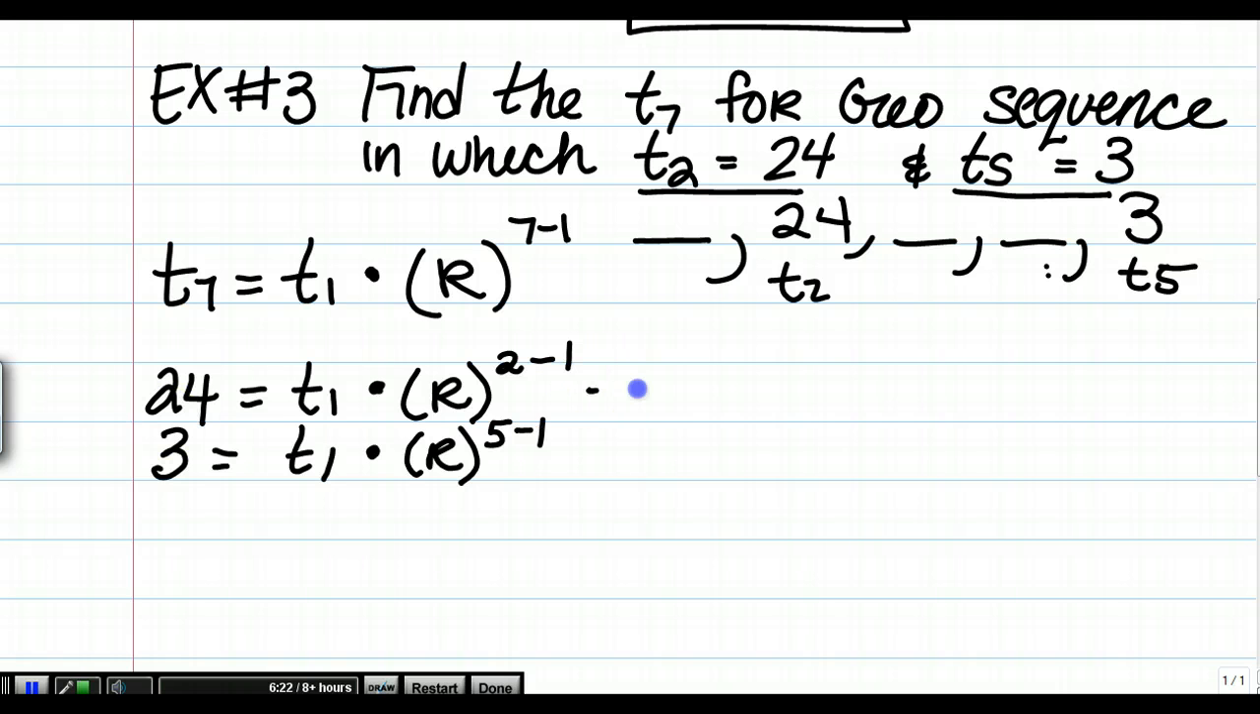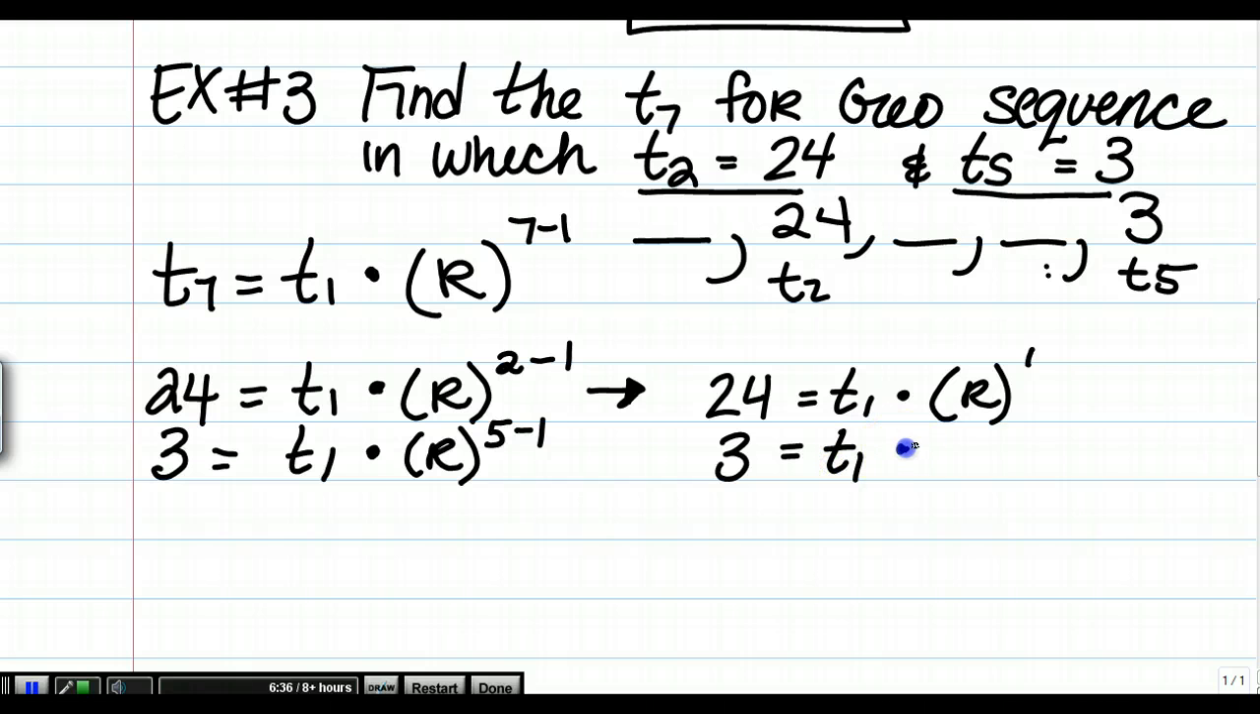And so let's simplify what we have. I have 24 equals the first term times r, since 2 minus 1 is just 1. I have 3 equals T1 times r to the 4th, since 5 minus 1 is 4. So since we're multiplying, we're not going to use system of linear equations because there's no addition sign here, like there was with the arithmetic ones last night.